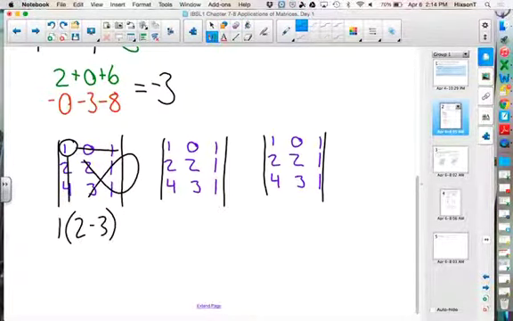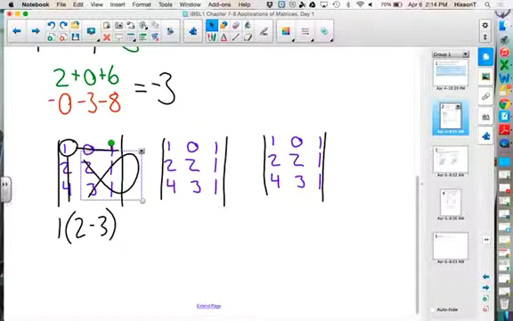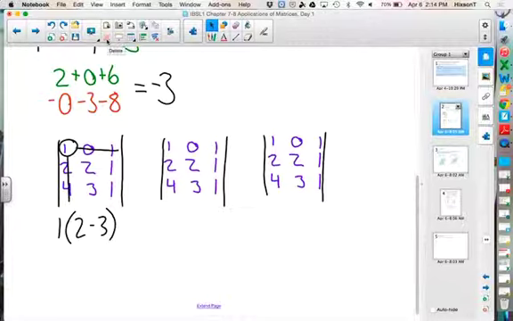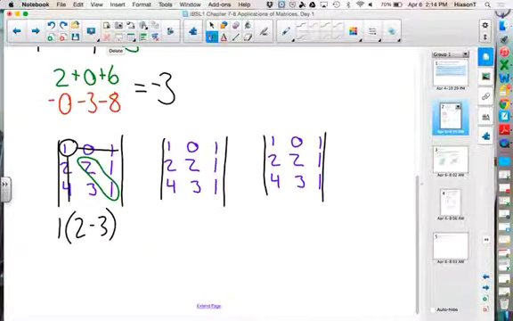Okay? How did we do this part? It's actually just kind of like the previous method we used. You have a forward diagonal that you multiply. 2 times 1 is 2. Then you have a backward diagonal. 1 times 3 is 3, and you subtract the backward one.